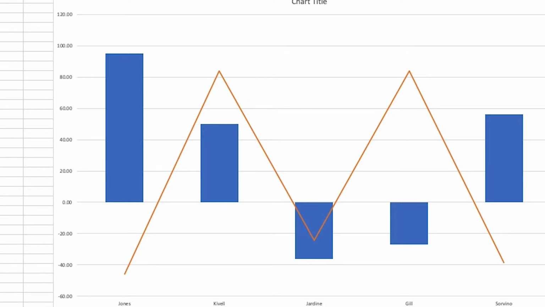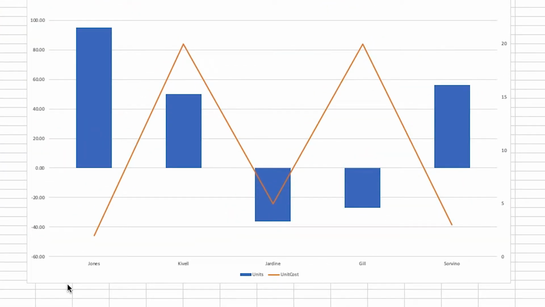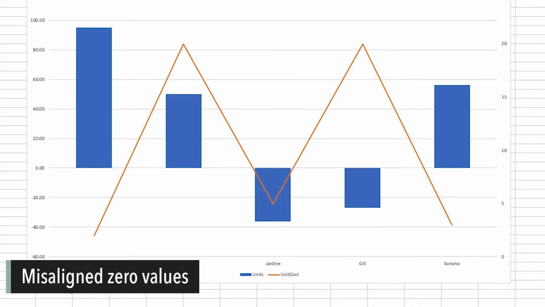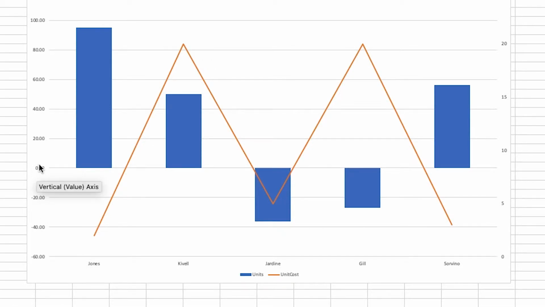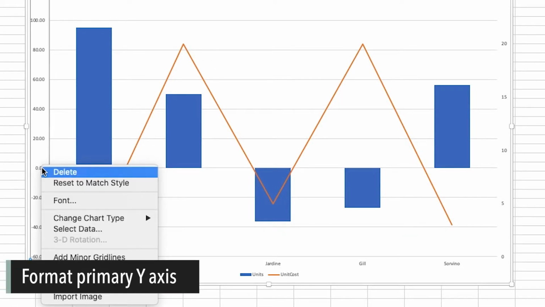Take a look where the primary y-axis zero value is and compare it to the position of the zero value on the secondary axis. Clear misalignment. First thing that we're going to do is format the axis of the primary.